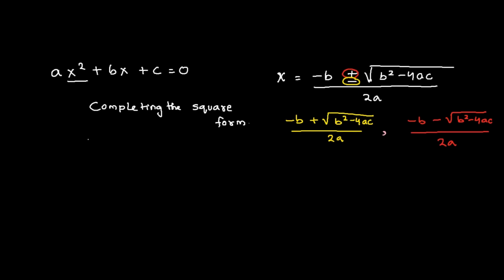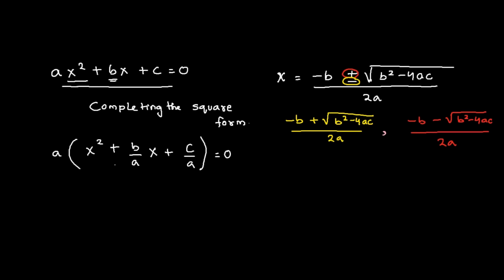As we know from the previous video, in order to write a quadratic in the complete square form, the x² coefficient should be equal to 1. So in order to make the x² coefficient equal to 1, what will we do? We will take a common from all the terms. So what are you left with? x² plus, as there is no a term in this, if we take a common, we have to divide by a. So it becomes b over a times x plus c over a equals 0.